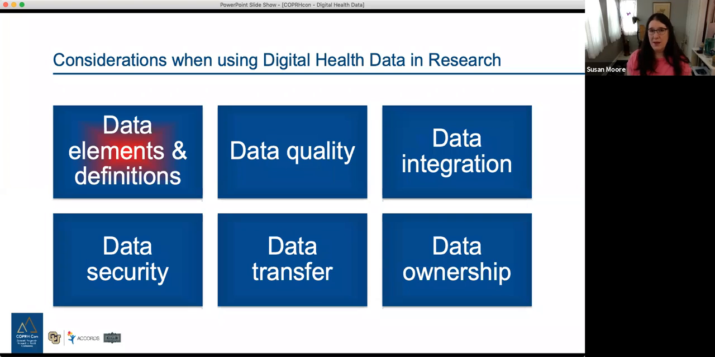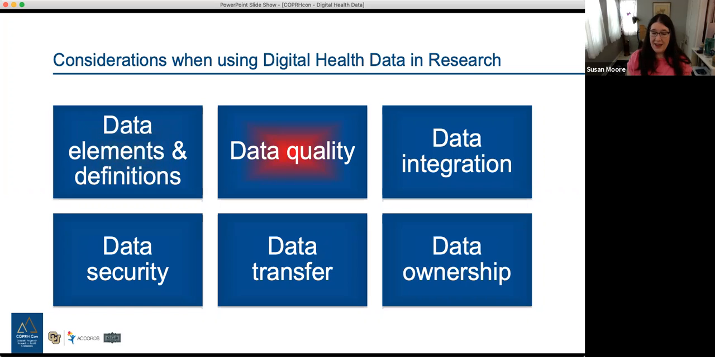Other examples of this kind of thing are whether temperatures are measured in degrees Celsius or degrees Fahrenheit, weight in pounds or kilograms, things that are common in other contexts. So data elements and definitions are also essential when it comes to digital health.